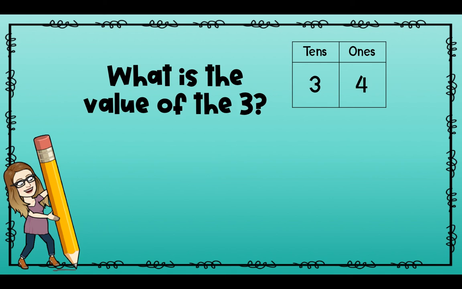What about the value of the 3 in the number 34? Well, the 3 is in the tens column again. So that means I have 3 tens, and 3 tens is equal to 30.